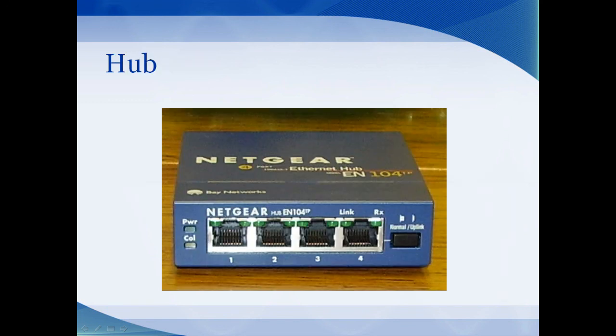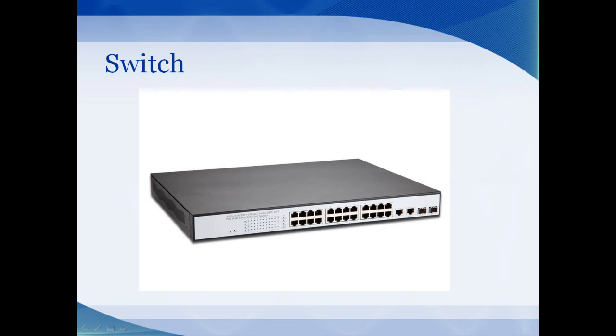A hub is basically a multi-port repeater. It has several places where you can plug in different nodes, and it's used to amplify the signal. A switch is a hub's smarter brother, I guess you could say. It still has multiple outputs and it still amplifies the signal, but it also examines the data as it comes in and forwards the data onto the correct port.